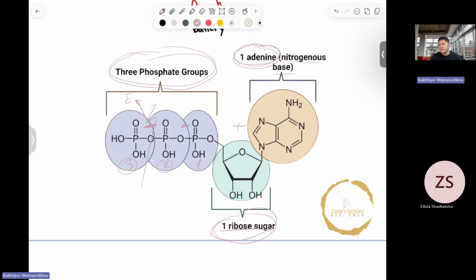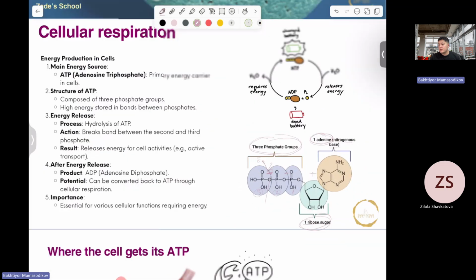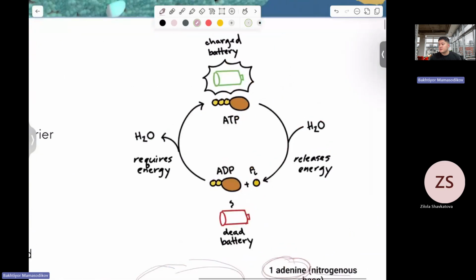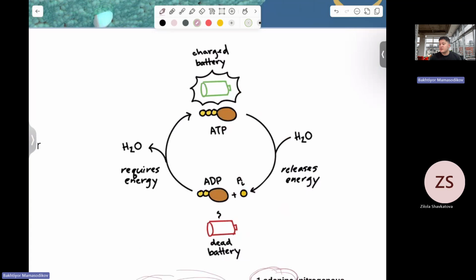How does the process of releasing energy happen? We call this process hydrolysis. As you can see here from this ATP molecule, if I remove one phosphate molecule, what's going to happen in this process? The energy is going to be released. This process always releases energy.